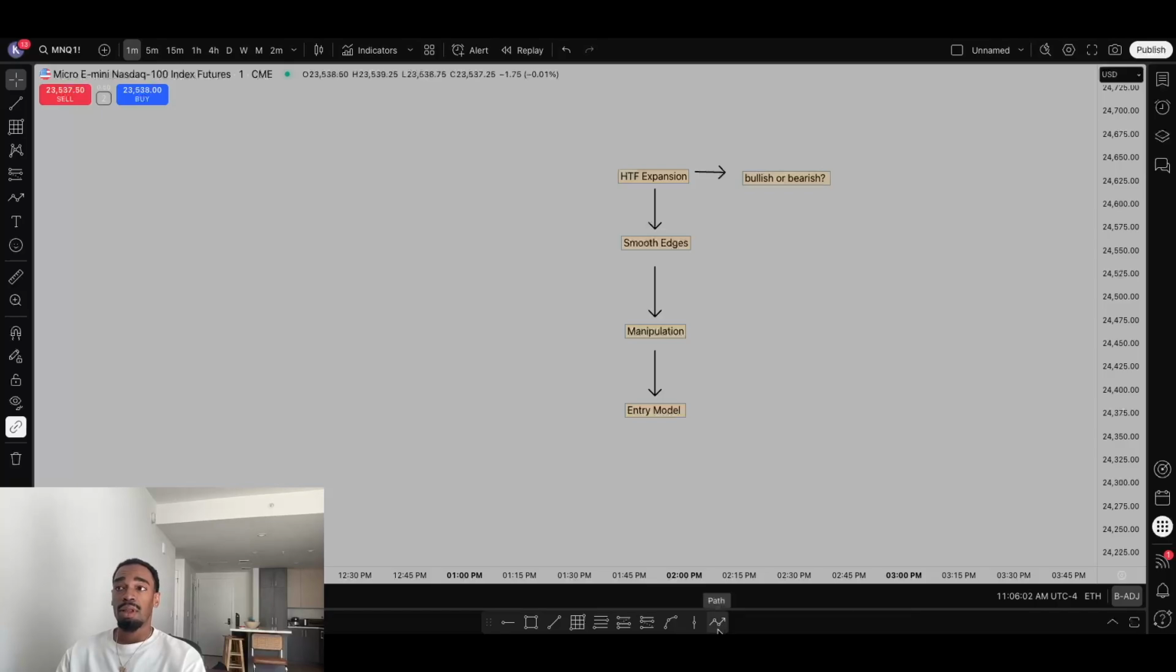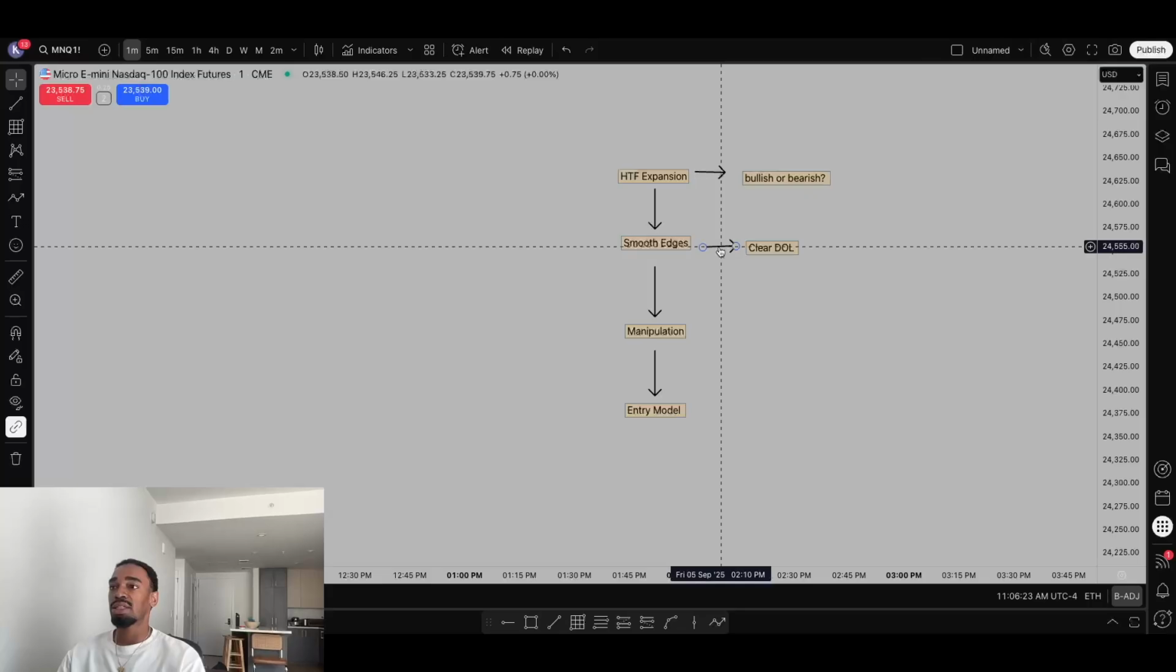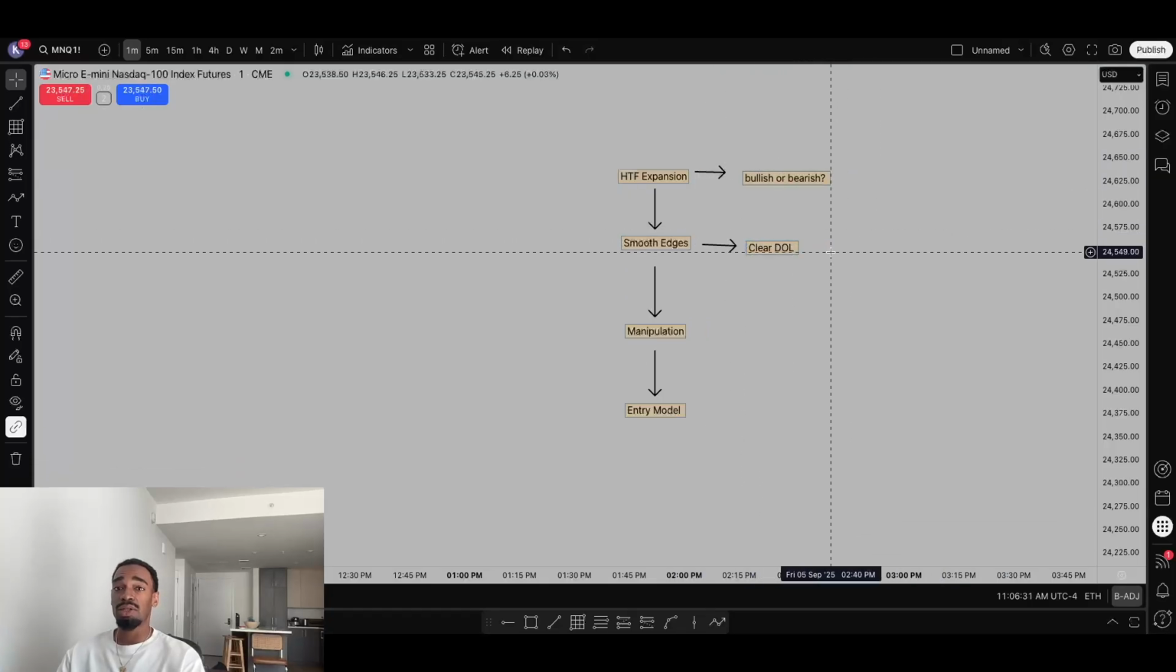Then, following figuring out where we're expected to expand to, I now want to see if there's any smooth edges in the marketplace when I get to my desk in the morning, to see if there's any clear draw on liquidity. So we want to see a clear draw on liquidity from the overnight session. And if there's no smooth edges, they're all taken from the overnight session, then I'm just probably not going to trade that day. So with the smooth edges, we have a clear draw on liquidity.